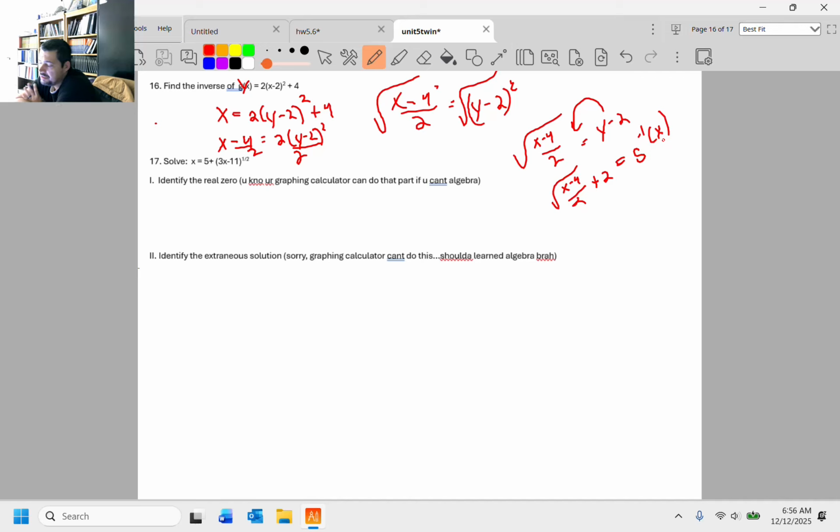All right, 17, which is the last one. Identify the real zero. And it says, hey, you know your graphing calculator can do that part if you can't algebra. And it can. And I'll show you. What we're going to do is isolate this guy, which is a half power. We always isolate the exponents.